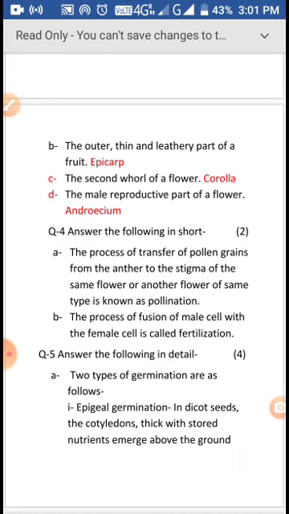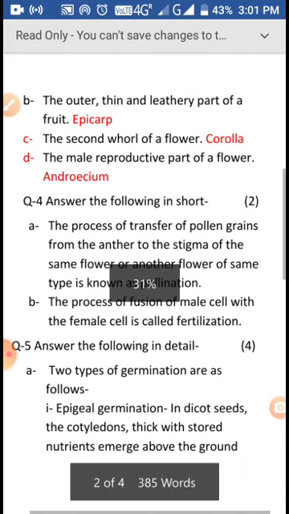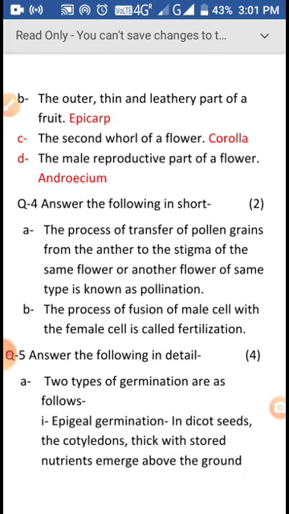So answers are here. A. The process of transfer of pollen grains from anther to the stigma of the same flower or another flower of the same type is known as pollination. B. The process of fusion of male cell with the female cell is called fertilization.